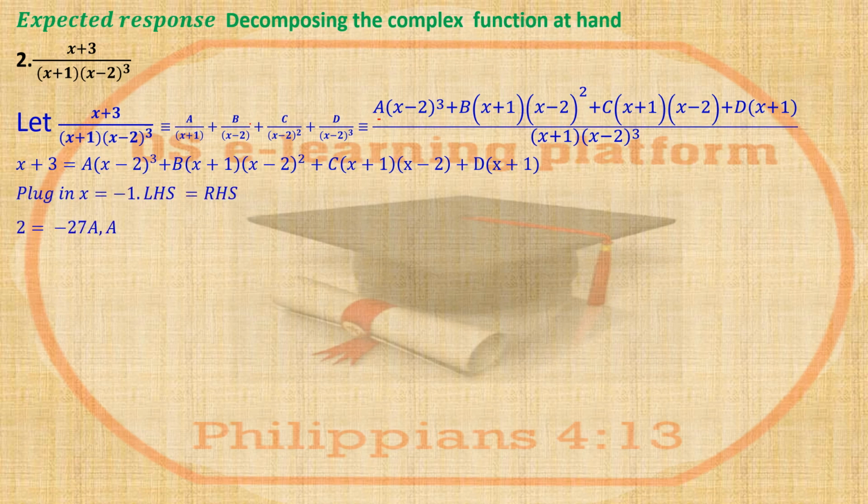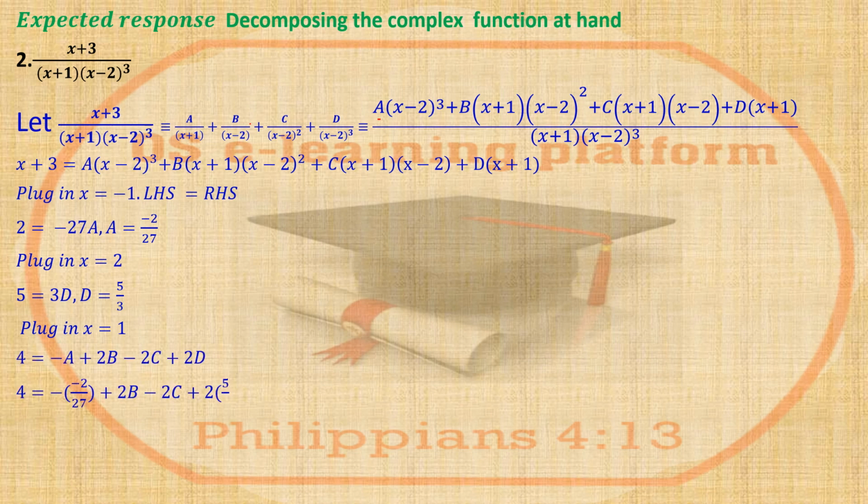On plugging in, I get my a as negative 2 over 27. Plugging x equal to 2, I get my d as 5 over 3. Plugging in x equal to 1, and solving everything, I get a simultaneous equation, or an equation with two unknowns, that is 8 is equal to 27b minus 27c.